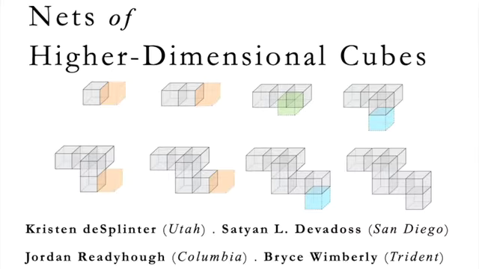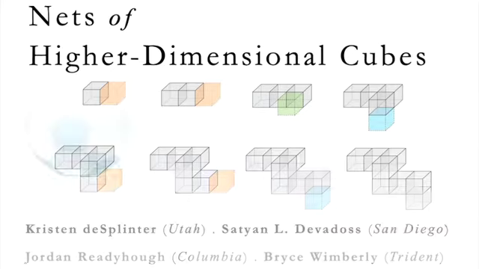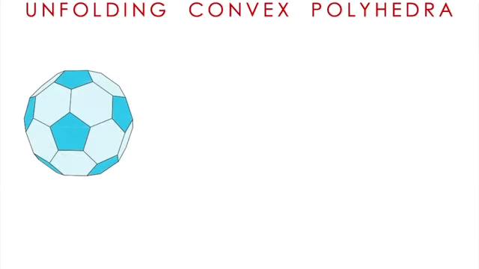My name is Satyan Devadoss, and this work is joint with my students Kristin DeSplinter, Jordan Readyhough, and Bryce Wimberly, who are scattered all over the US right now. And our work is actually motivated by considering a very old and classical problem of unfolding convex polyhedra.